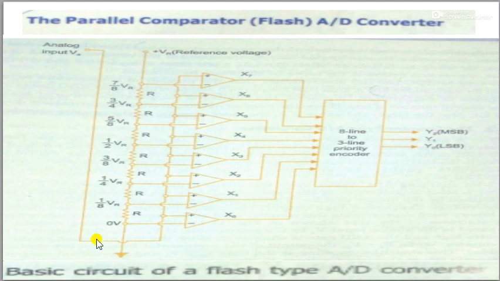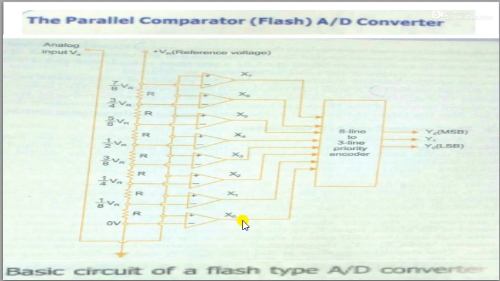Here the analog input voltage is applied to the non-inverting terminal of the comparator. So see here, in all the comparators, the non-inverting terminal is supplied by the analog input voltage and the reference voltage is applied to the inverting terminal of the comparator. Now the comparator compares the two input voltages and it provides the output.